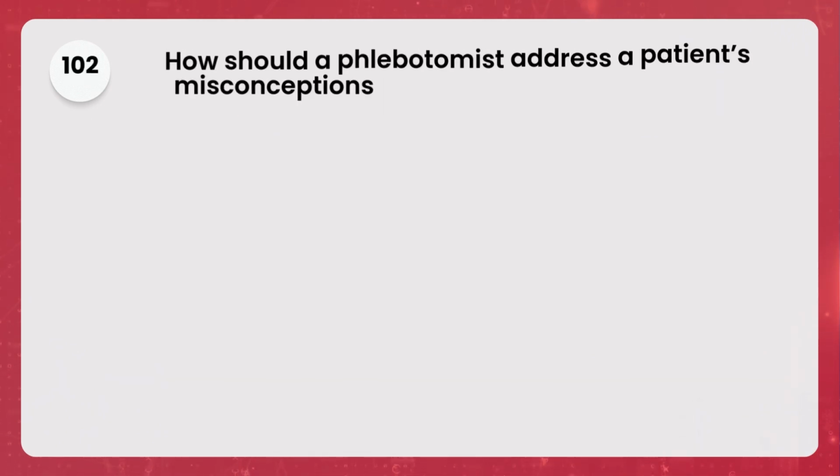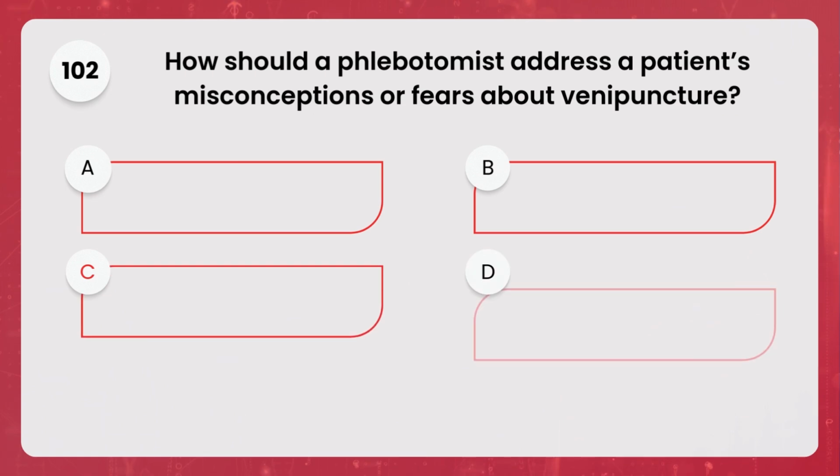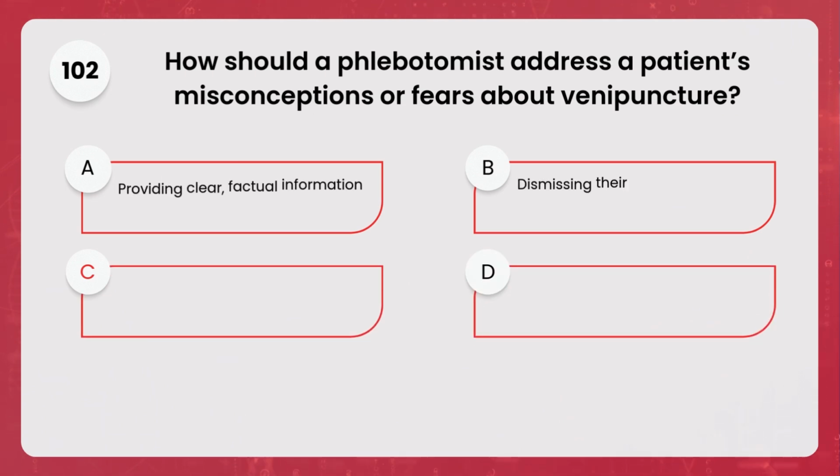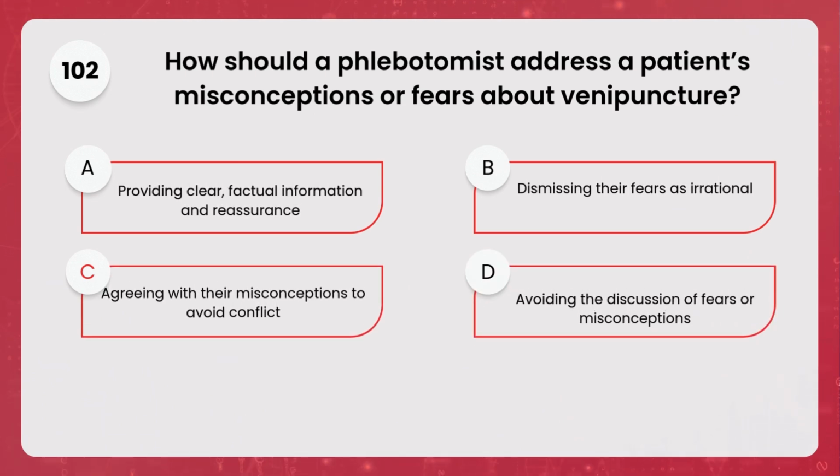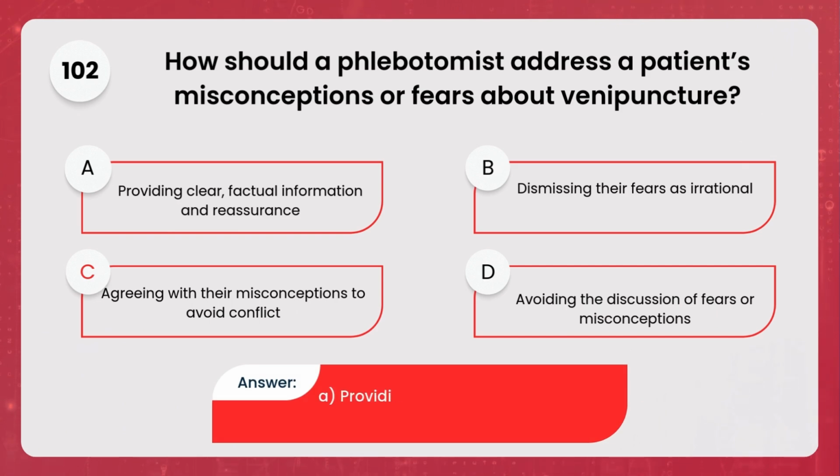Number 102. How should a phlebotomist address a patient's misconception or fears about venipuncture? A. By providing clear, factual information and reassurance. B. By dismissing their fears as irrational. C. By agreeing with their misconceptions to avoid conflict. Or D. By avoiding the discussion of fears or misconceptions. The answer is A. By providing clear, factual information and reassurance.